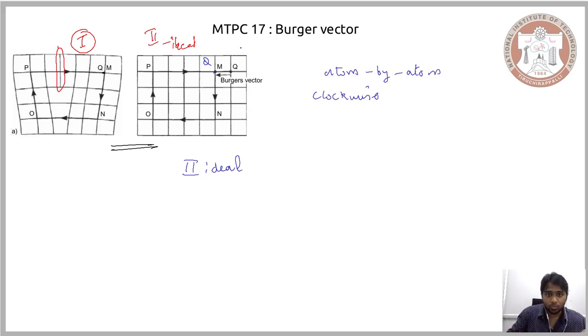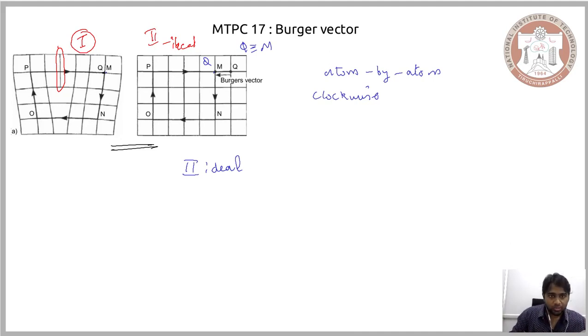So in this case, Q is coinciding with the end point of the circuit. Q is coinciding with the point of origin of the Burgers circuit, that is M. Now we construct the same Burgers circuit with the same number of atom by atom movements and the same direction. So we reconstruct this Burgers circuit in the system 1, wherein we have the edge dislocation that is present.